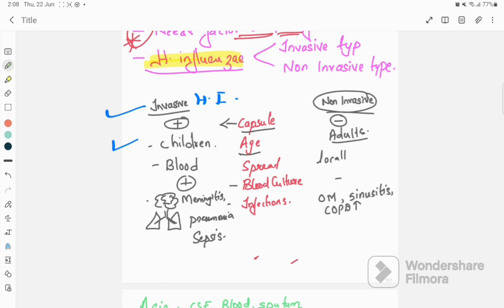Now, if I do the culture, can I see this invasive type of H influenzae in blood culture? Yes, you can see it, because children, I told you, like to dress up, they're very active. So remember that way, in blood culture also you get to see the invasive type. What are the infections it causes? It can affect the brain of the child and cause meningitis, it can affect the lungs of the child leading to pneumonia, or it can even lead to sepsis.